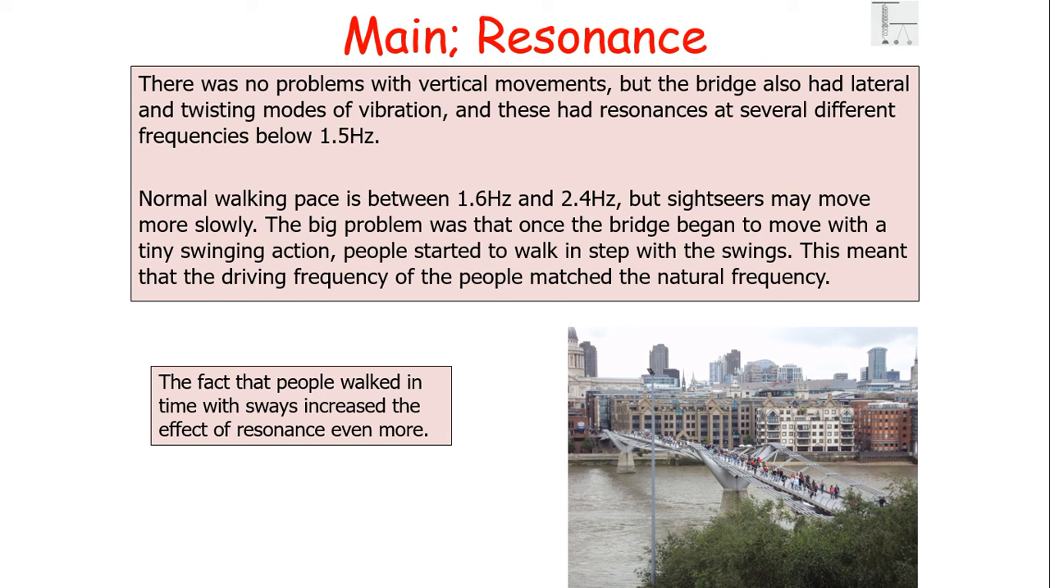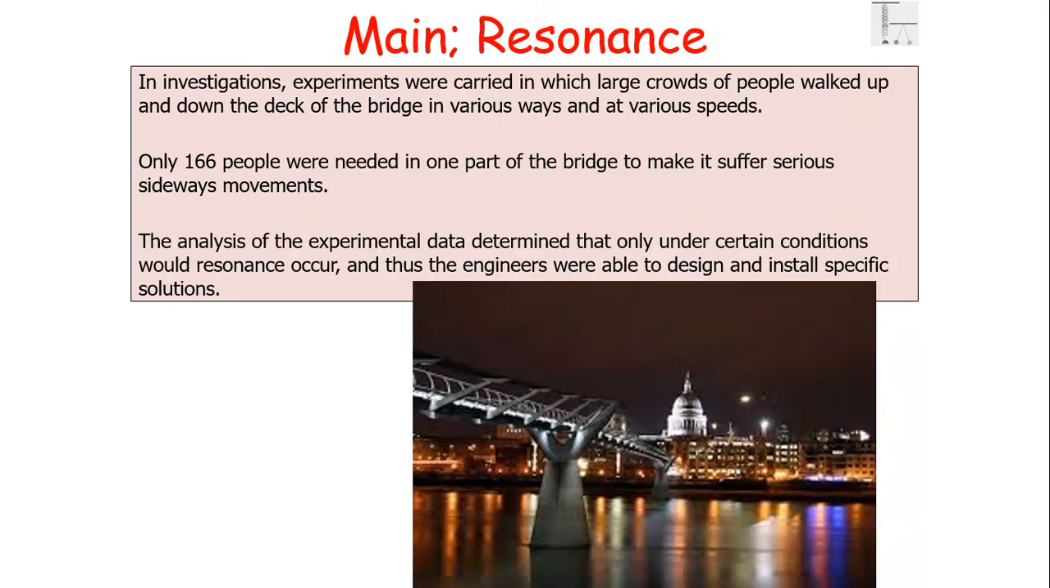Now the normal walking pace of a human is between 1.6 Hz and 2.4 Hz, but sightseers were moving more slowly when they were going across the bridge. And then the big problem was once the bridge started to oscillate in resonance, the people actually started to walk in step with the swings. This meant that the driving frequency of the people walking across the bridge matched the natural frequency of the bridge. And so what this meant is the bridge underwent resonance.